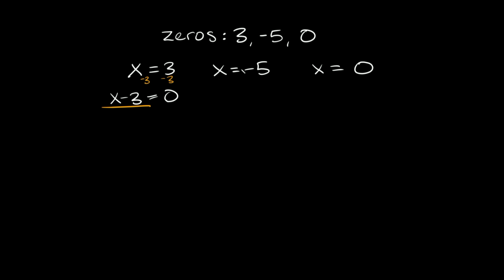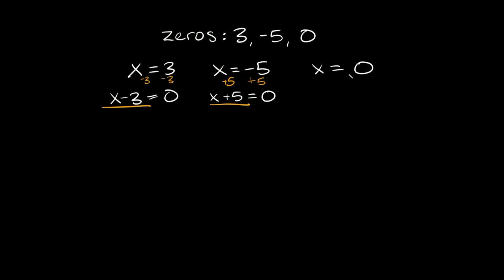Okay, same thing over here, x is equal to -5. In order to move the -5, just add 5 to both sides. So then here we get x plus 5, and here we get that it's equal to 0, right? So then again, this thing right here, the x plus 5, is a factor.